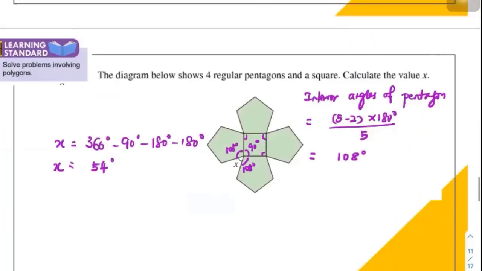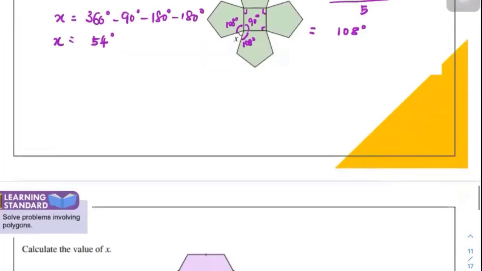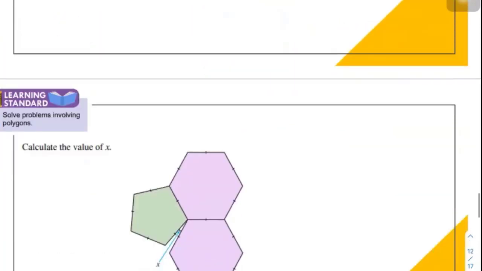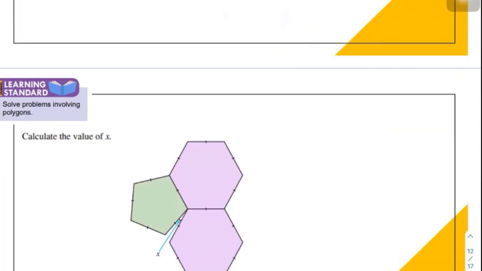And the previous one, the interior angle is 108, right? But during the exam, you have to show how to find the interior angle, because there are marks there. Even though you may have memorized that the interior angle of a regular pentagon is 108 and of a regular hexagon is 120, you have to show how you get 108 and 120.